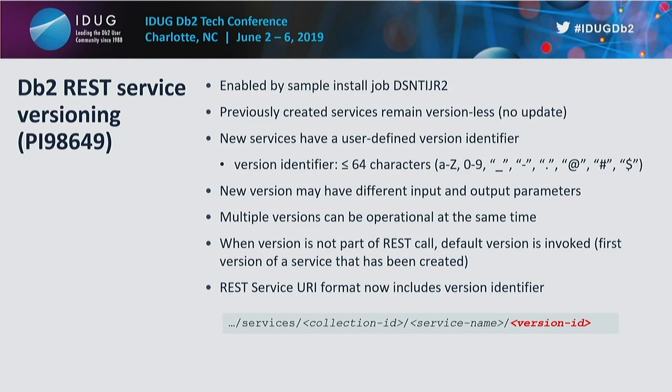So the next one is versioning. You know we have versioning for stored procedures. We now have with DB2 12 versioning for triggers, for the new style trigger. And we have versioning for services. The versioning for services is somewhat different because you can have a varying amount of input and output in your service call.